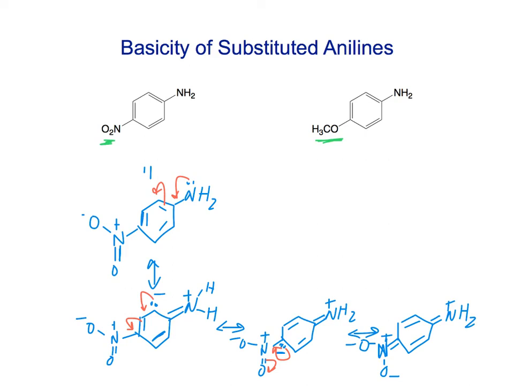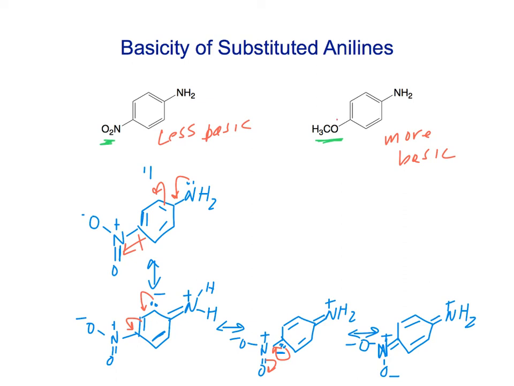So the non-bonding electrons on nitrogen can be delocalized to the ring in this one, but it can also be delocalized out onto the nitro group. And we already know from benzene chemistry anyway that this nitro group is a strong electron withdrawing, deactivating group. All right, so is that going to increase the basicity of the aniline having the nitro group, or is it going to decrease the basicity? It's going to decrease it, right? So this one is going to be more basic. This one is going to be less basic, right?